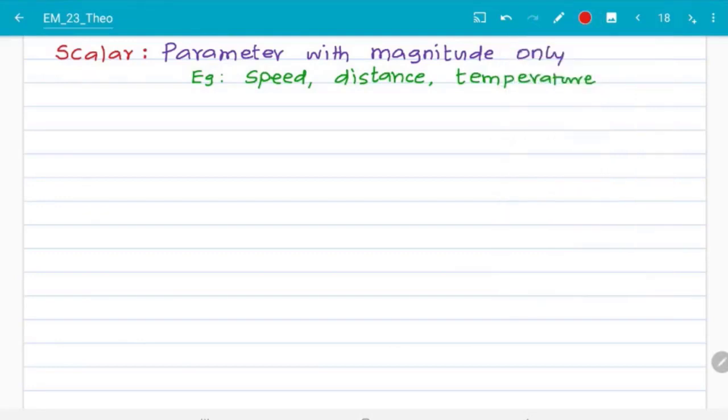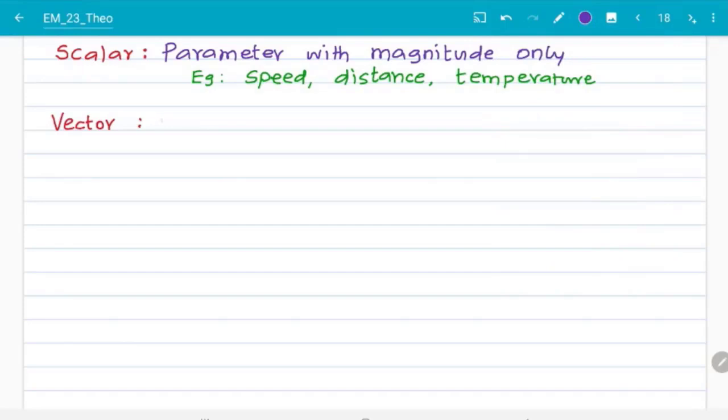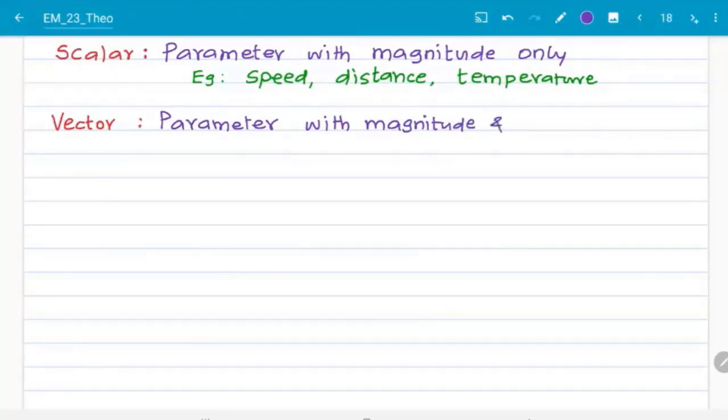Then vector. What do you mean by vector? A parameter with magnitude as well as direction. Very good, super. A vector is a parameter with magnitude and direction.